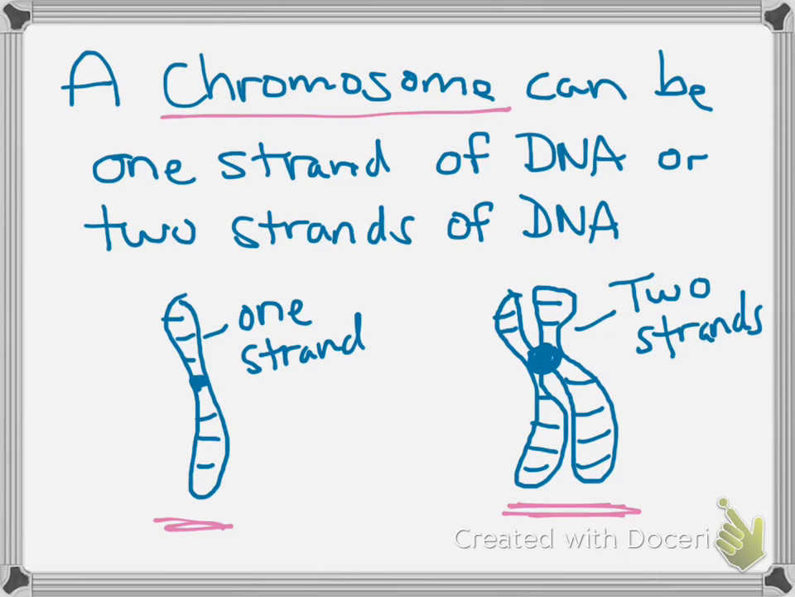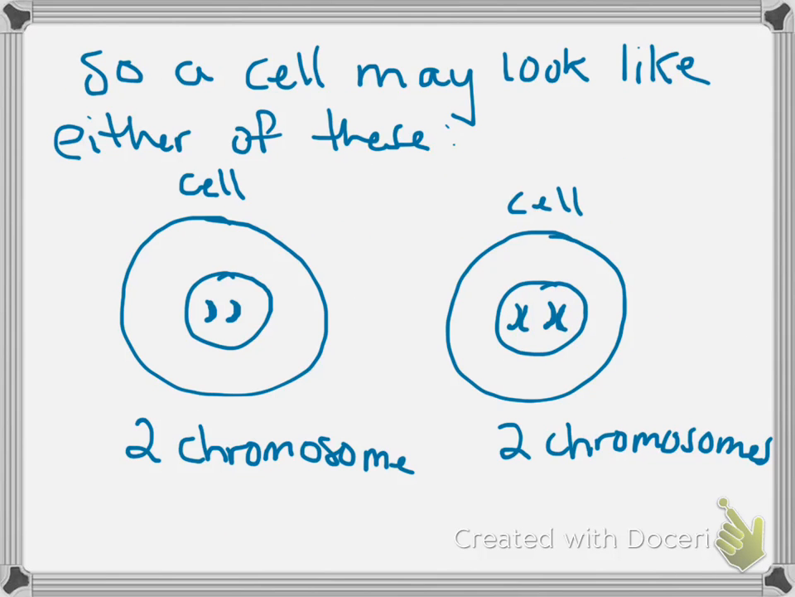So let's take a look. The cell may look like either of these. Before the division process happens, it's going to look like this. And you can see how it's doubled chromosomes. And these are single chromosomes, but it's still called two chromosomes. So each of these cells has two chromosomes in it. Make sure you draw this. I'm going to put this exactly in your notes like this.